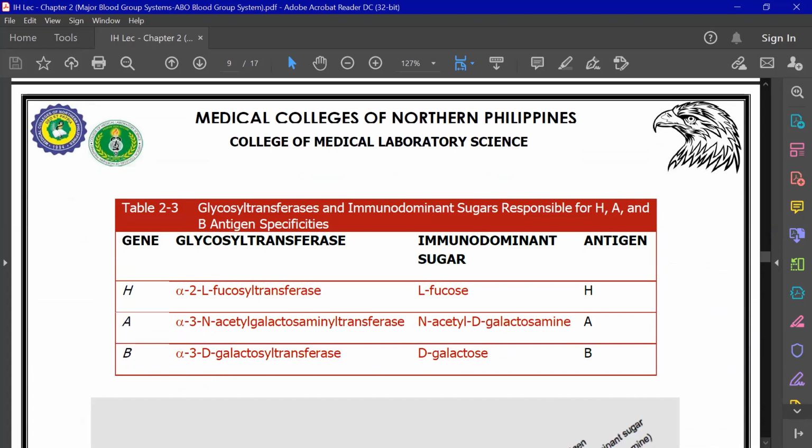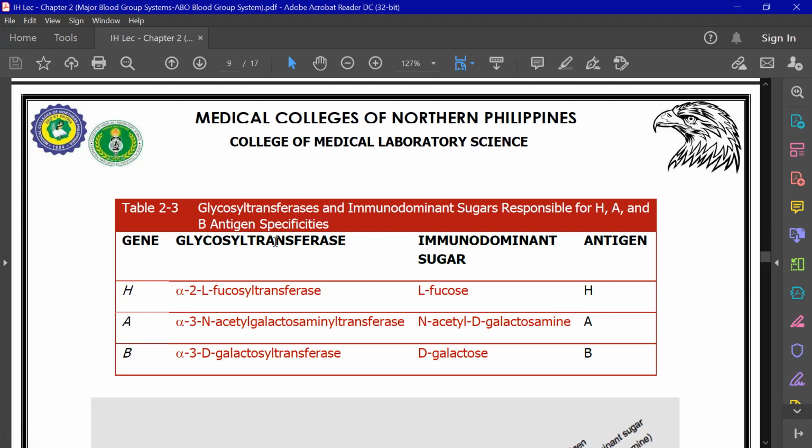Again, this is one of the basic concepts na nasa board exam review. Okay, so you have to memorize this table. We have here the gene. We have your H gene, your A gene, and your B gene.